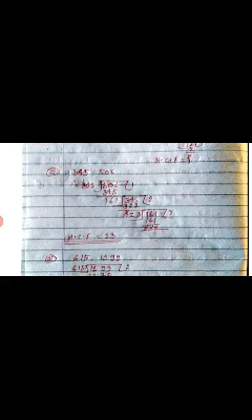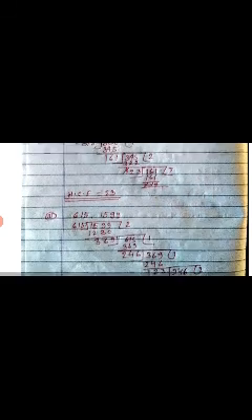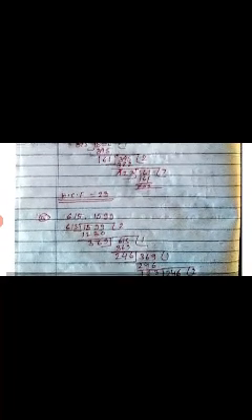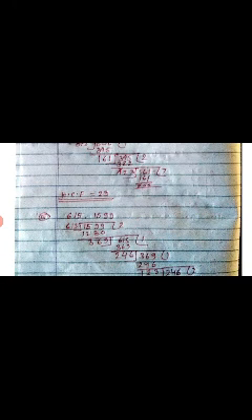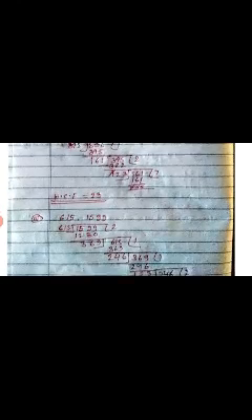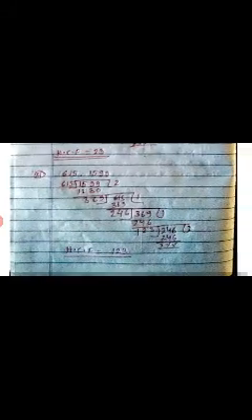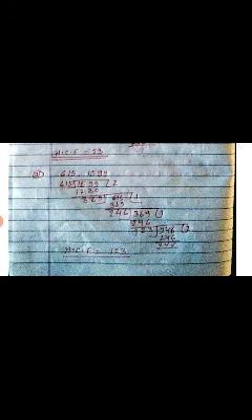Third, 615 and 1599. 1599 is the greater number, so 1599 divided by 615. 2 times is 1230. Work of subtraction, you will find the remainder 369. 615 divided by 369. 369 1 is 369. You will find the remainder 246.